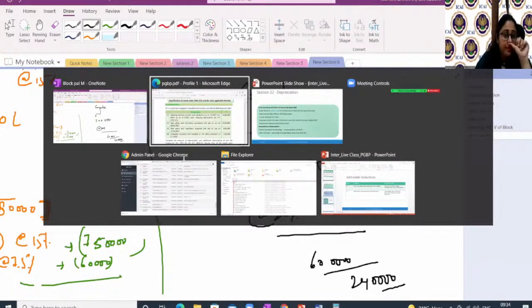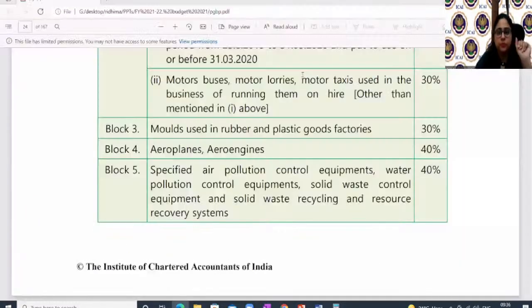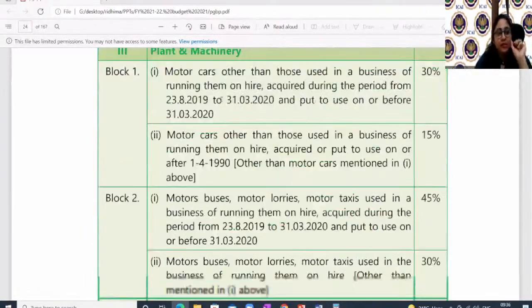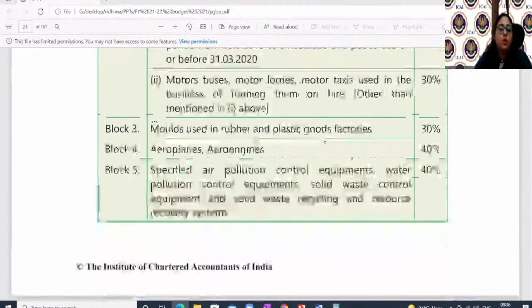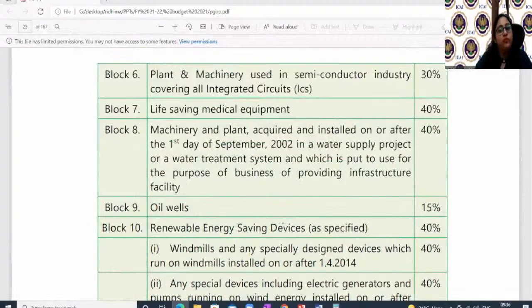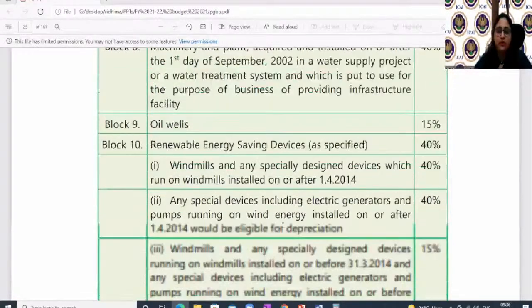But which rate would be applicable to mobiles? Is mobile a computer? No. Mobile is not a computer. The computer rate is 40%. For mobile, the applicable rate would be 15% as the general plant and machinery rate. But if I talk about computer accessories like your UPS, keyboards, printers, those are part of your computer accessories, and that would be depreciable at the rate of 40%.